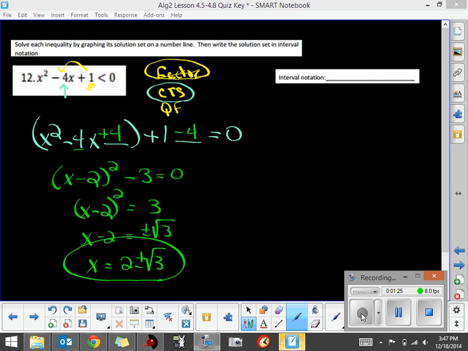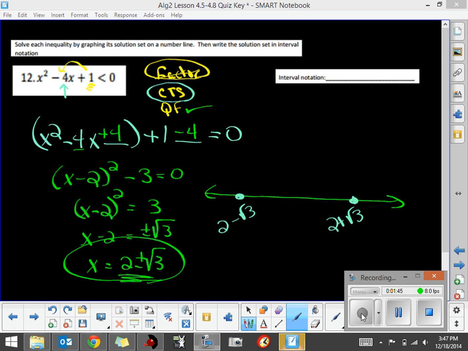Now keep in mind, if you wanted to, you could do it with the quadratic formula. It should give you the exact same values that we just found here, and these are the inputs that create an output of 0. So one of these numbers is 2 minus the square root of 3, which has to be to the left of the other number, which is 2 plus the square root of 3.